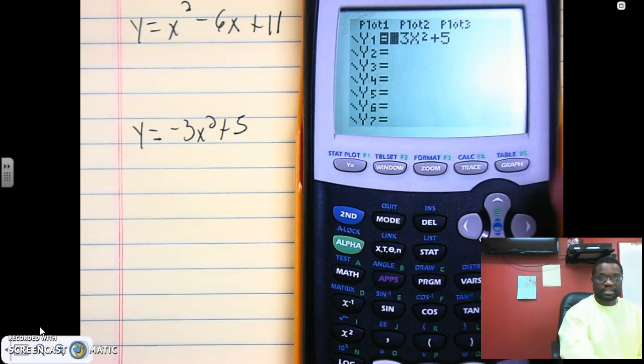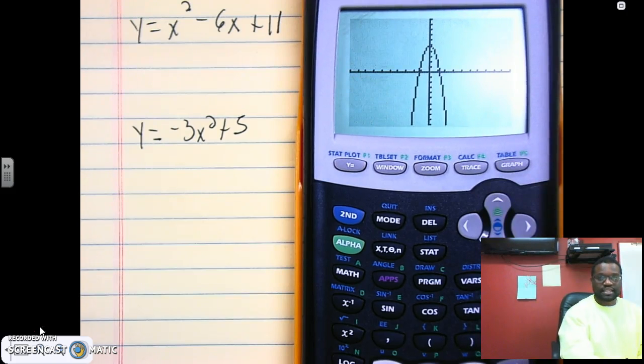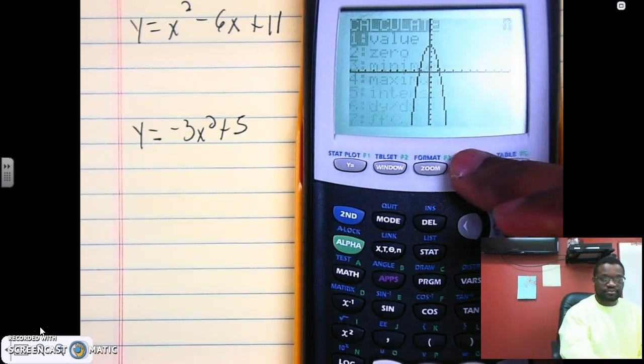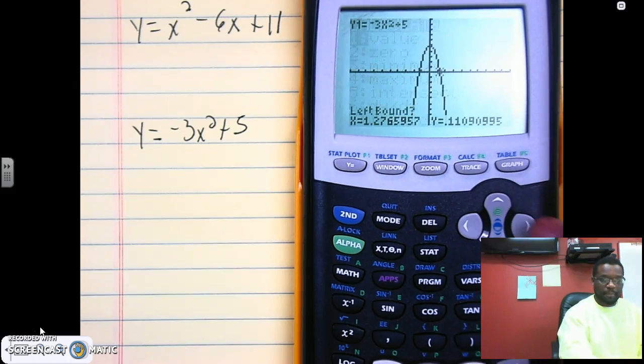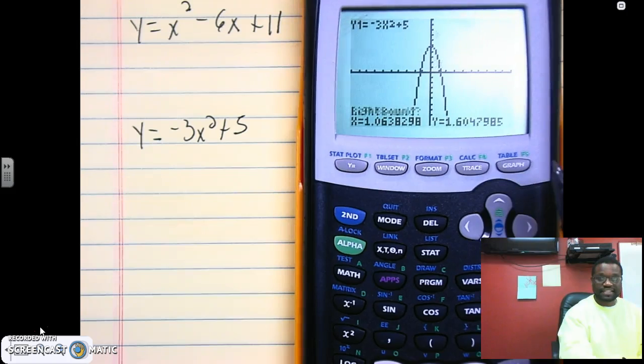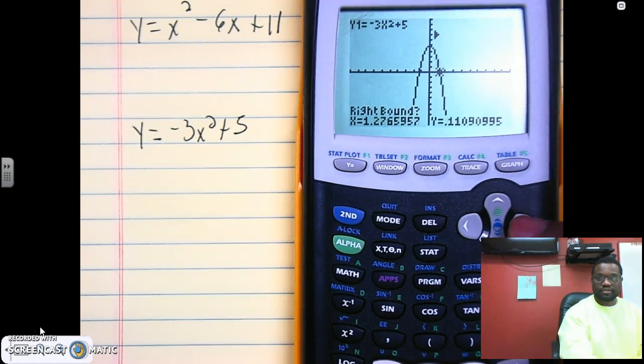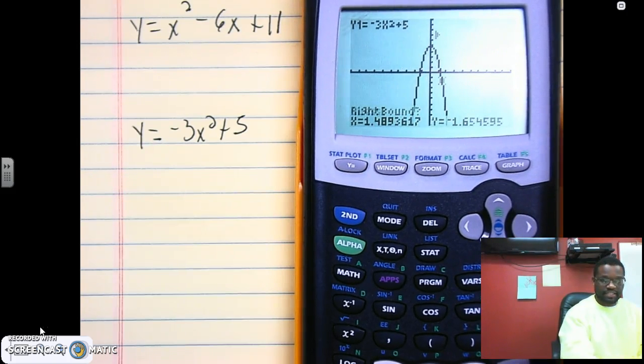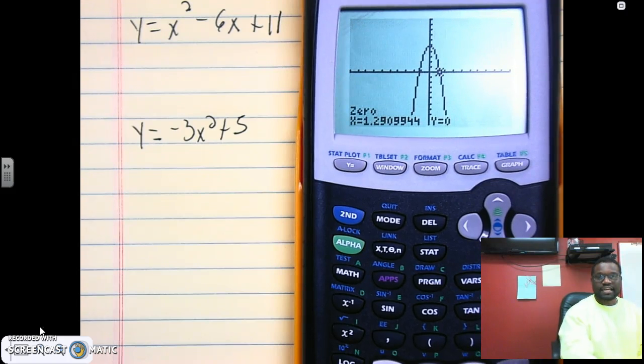So let's go back to y equals. Let's go to graph. And let's calculate. All right, 0. So left bound is on the left-hand side of that point. And the right bound is going to be the right-hand side of that point. And you get positive 1.29 or 1.3.